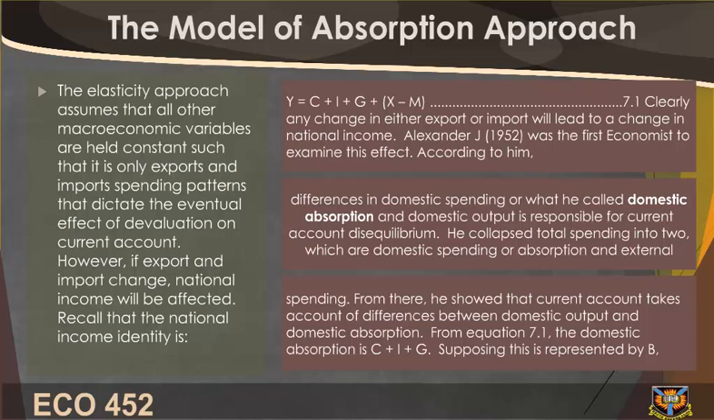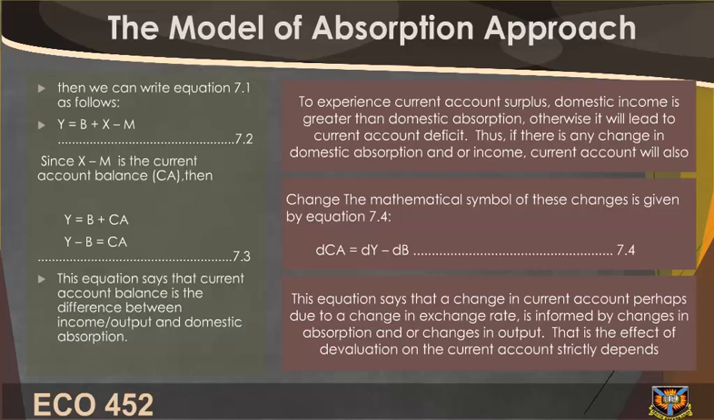From equation 7.1, the domestic absorption is C plus I plus G. Supposing this is represented by B, then we can write equation 7.1 as follows. Since X minus M is the current account balance CA, then this equation says that current account balance is the difference between income, output and domestic absorption. To experience current account surplus, domestic income is greater than domestic absorption, otherwise it will lead to current account deficit.